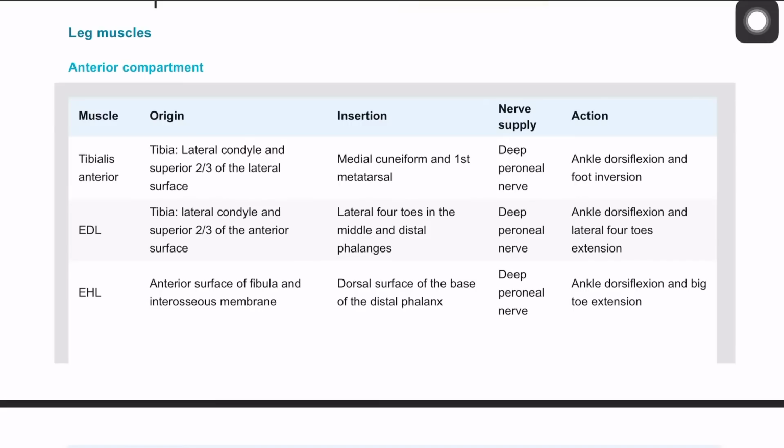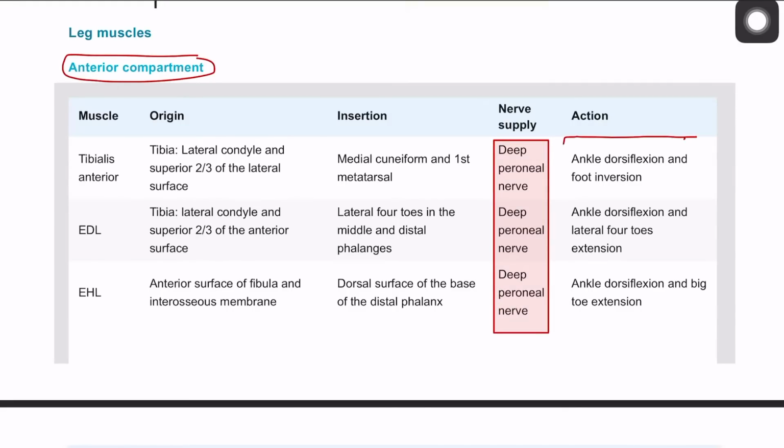So you have the anterior compartment. As a general rule, all of the muscles in the anterior compartment will be supplied by the deep peroneal nerve. That's all of them, okay? And all of them will cause ankle dorsiflexion, and for extensor hallucis longus, we add the action on the big toe as well. So all of them are supplied by the deep peroneal nerve, and all cause ankle dorsiflexion and foot inversion as well.